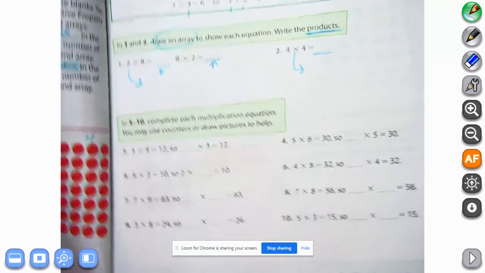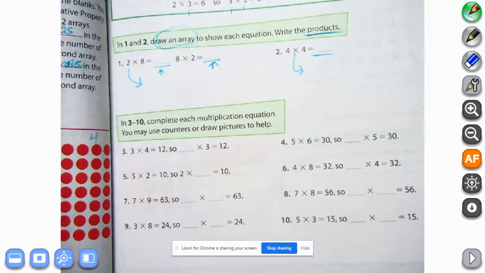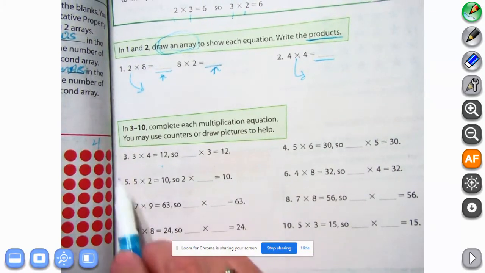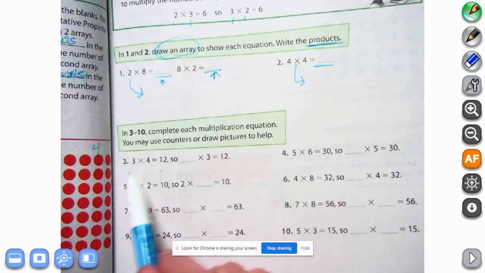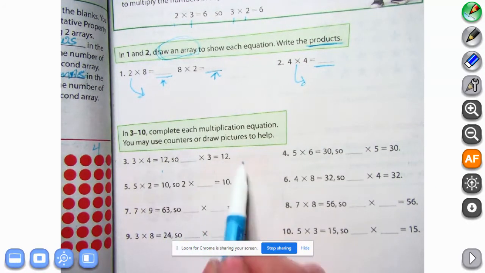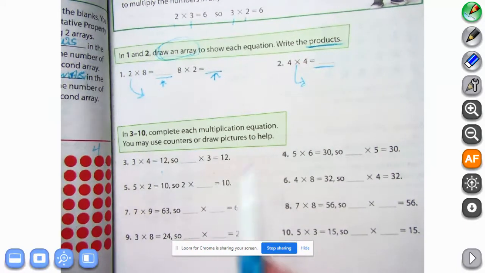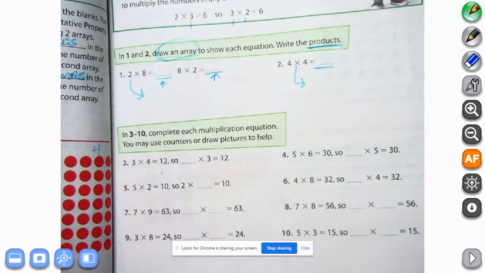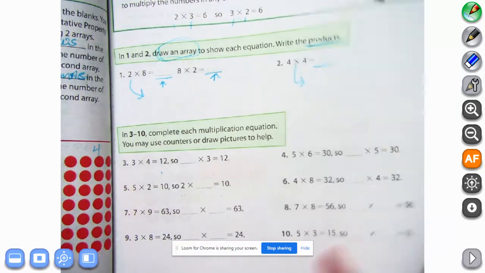Numbers 3 through 10, complete each multiplication equation. You may use counters or draw pictures to help. That's what I would suggest. You may not have room here, so you can get a piece of scratch paper. But you're looking at numbers 3 through 10. So 3 times 4 equals 12. So just the opposite, 4 times 3 equals 12. 5 times 2 equals 10. So 2 times blank equals 10. Okay. Hopefully you get the idea of that one. If you have any questions, please let me know.